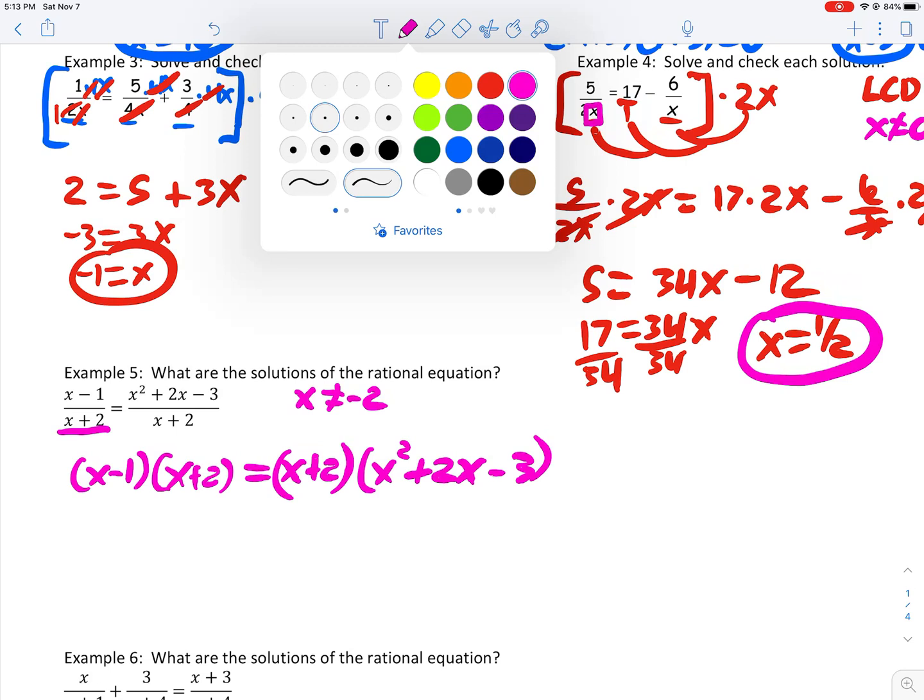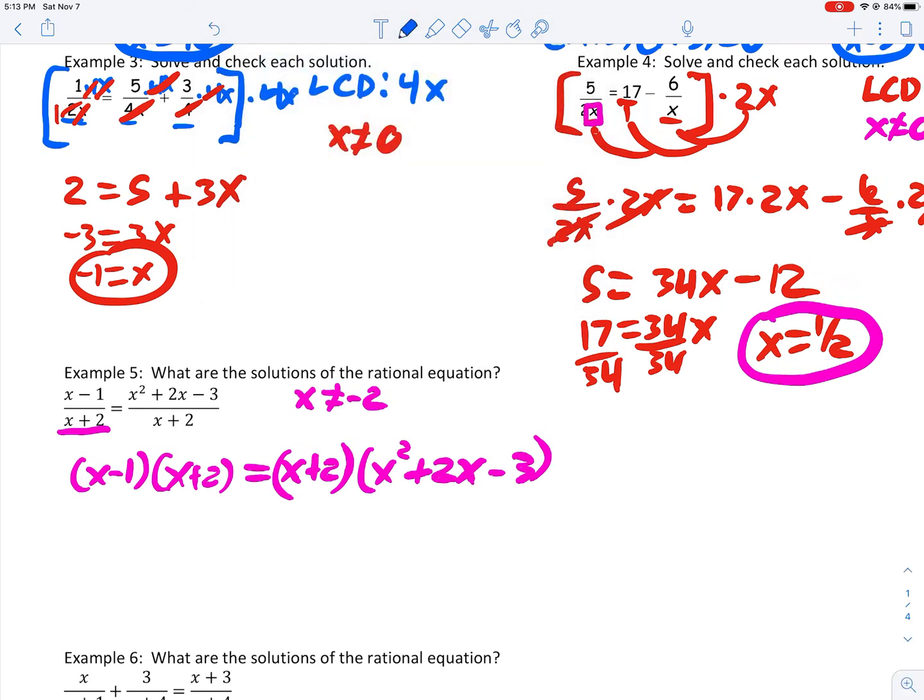So we're going to have to combine like terms eventually, so we'd have to multiply. But notice they share the same multiple of x plus 2, that same factor. So eventually that will reduce away. You can actually simplify that. So the x plus 2's can be reduced. So now you have x minus 1 equals x squared plus 2x minus 3.